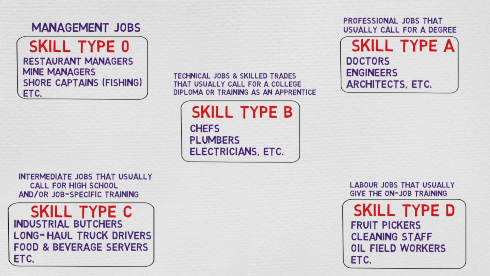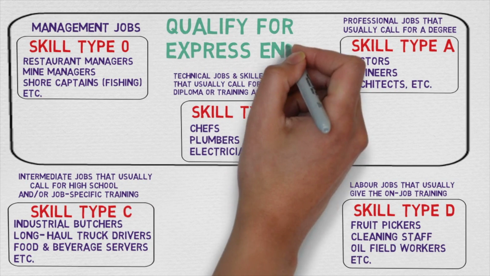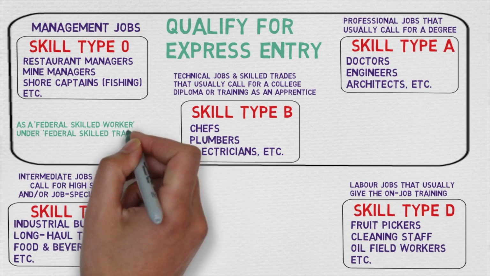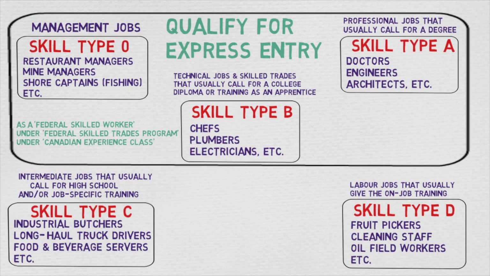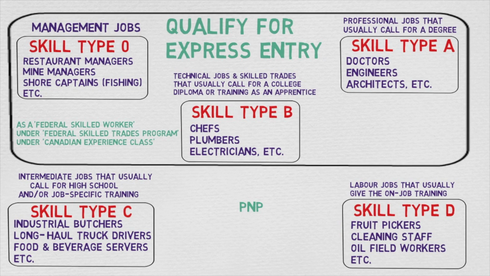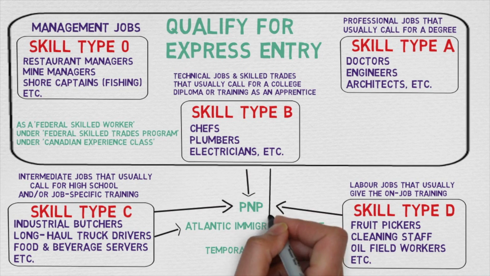Now these three skill types, 0, A and B, qualify for Express Entry as a Federal Skilled Worker, or under the Federal Skilled Trades Program, or under the Canadian Experience Class. Now there are other visa programs such as the Provincial Nomination Program, which is called PNP, the Atlantic Immigration Pilot, or even a temporary work permit. So all the skill types can apply for PNP programs. All skill types except type D can apply for the Atlantic Immigration Pilot Program.